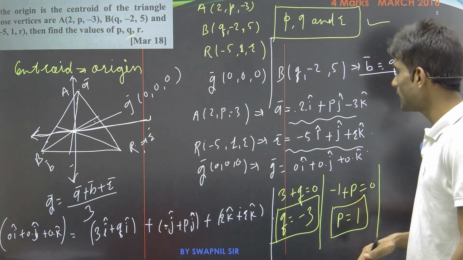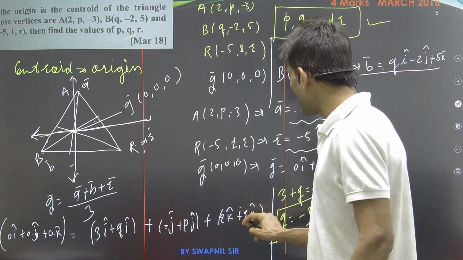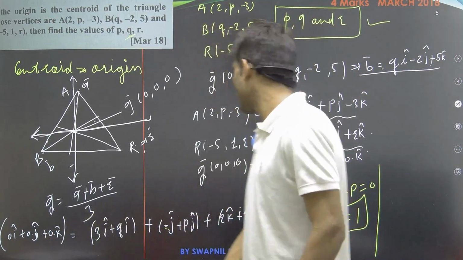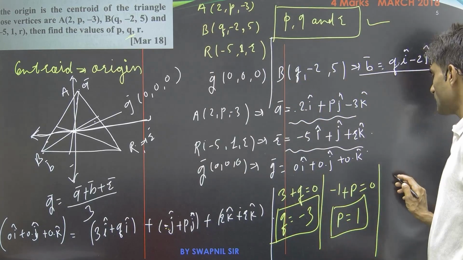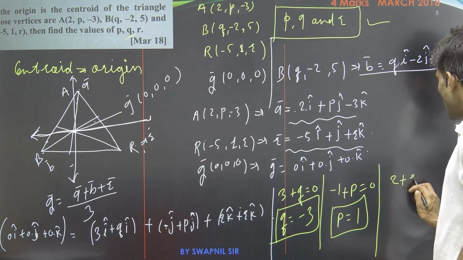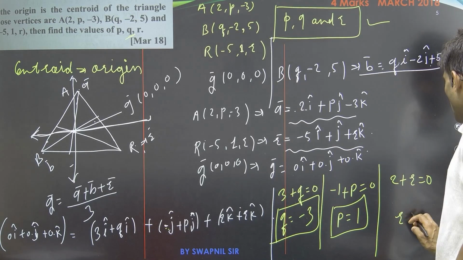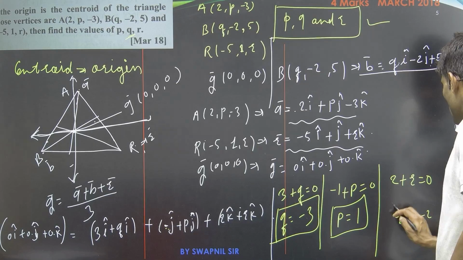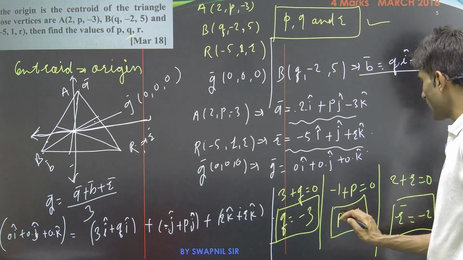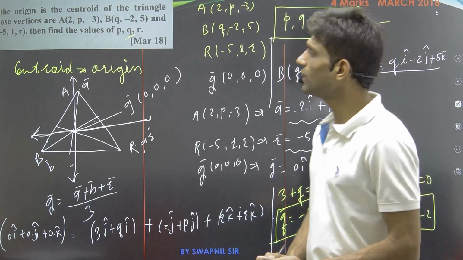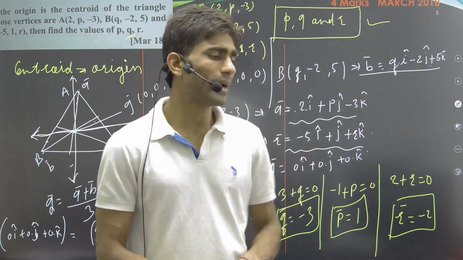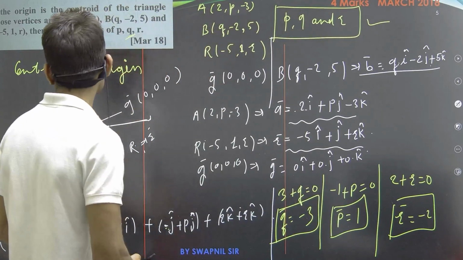Similarly follow it for the third value: 2 k cap plus r k cap is equal to 0 k cap. That means we write this as 2 plus r is equal to 0, which gives r as minus 2. Okay, so position vectors r, p and q. So we got all the values for r bar, p bar and q bar from our example.